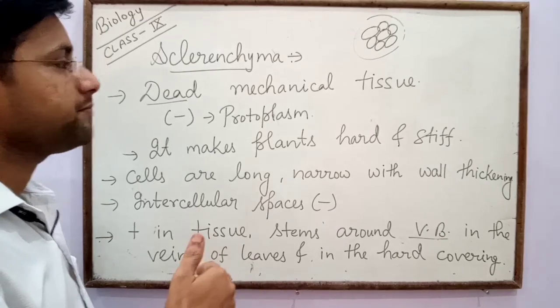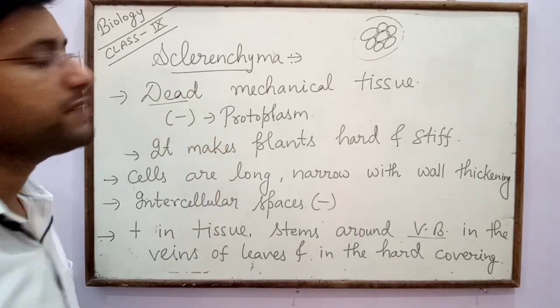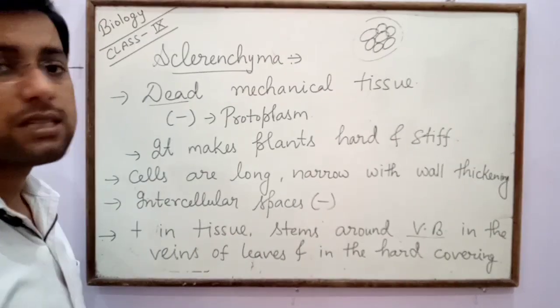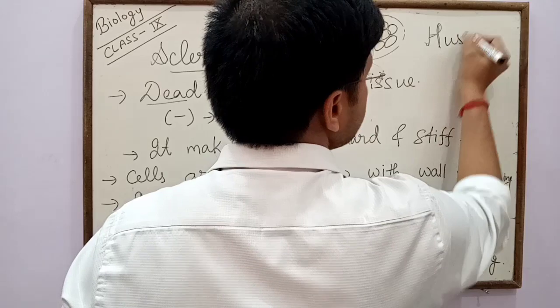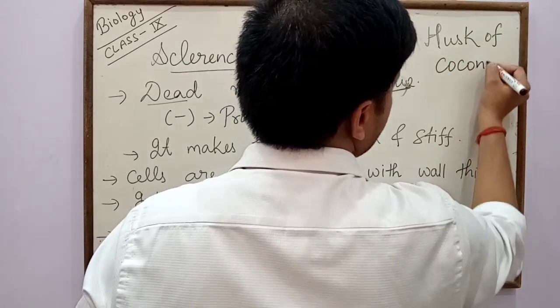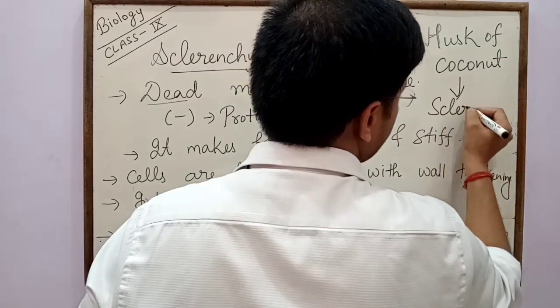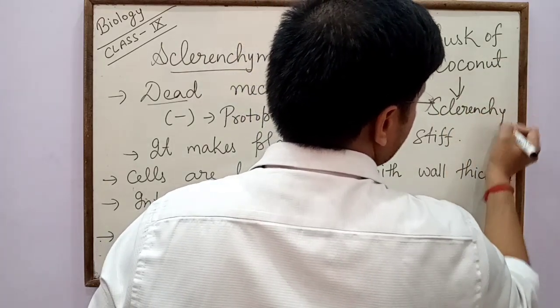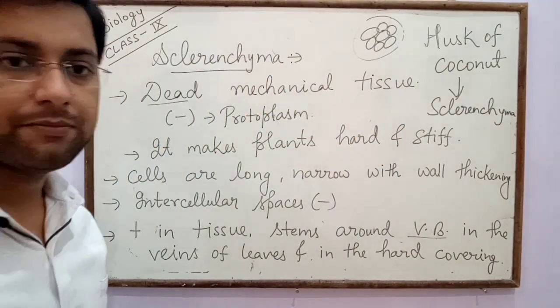One question is always asked on the basis of sclerenchyma: the husk of coconut is made up of what? The answer is sclerenchyma. So the husk of coconut is made up of sclerenchyma.